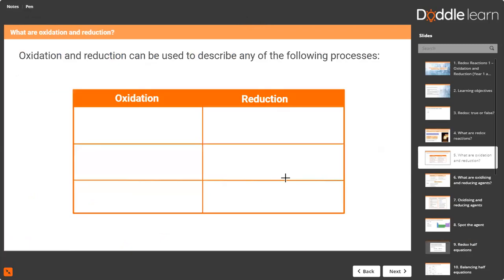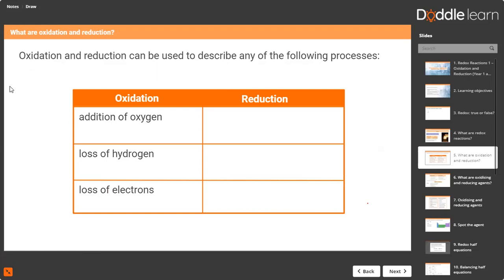So oxidation and reduction can be used to describe any of the following processes, and these are really good to learn. You can get asked lots of random 1 mark questions about these sorts of points, so they're quite good to remember. Something good to look at later and maybe write down. Any addition of oxygen to a molecule or compound is an oxidation. So if we're adding oxygen to something, that is a form of oxidation.